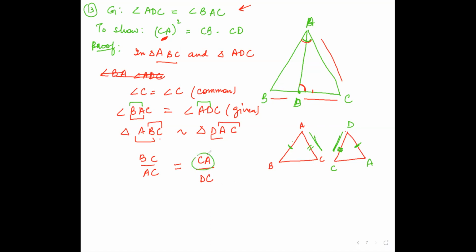Now this is also AC and this is also AC. So if you cross multiply, so BC into DC is equal to CA into CA. AC and CA are same, clear? And you can also change it to be like if you want to make it look similar. So BC is actually CB and DC is actually CD is equal to CA whole square. So proved.